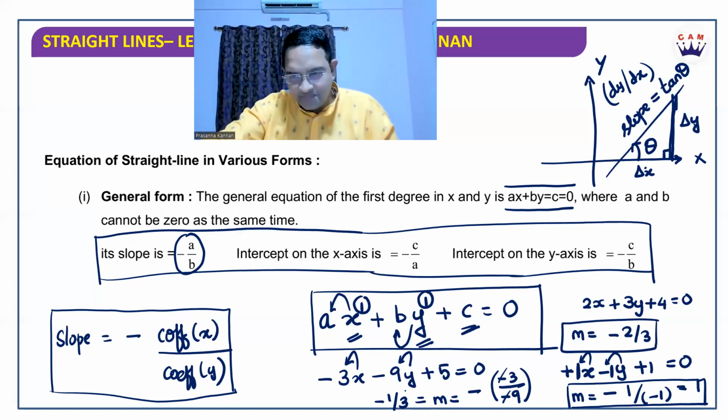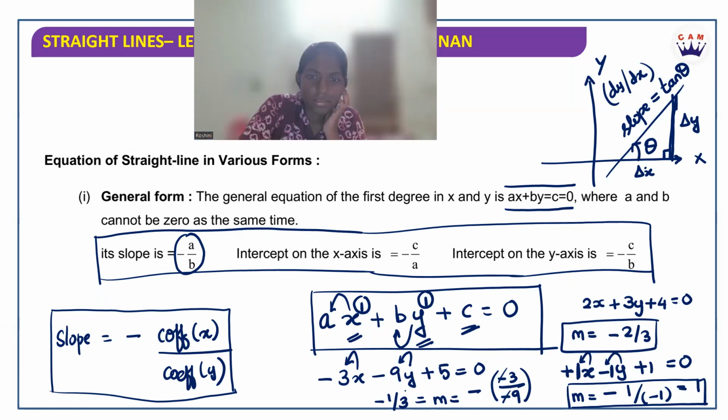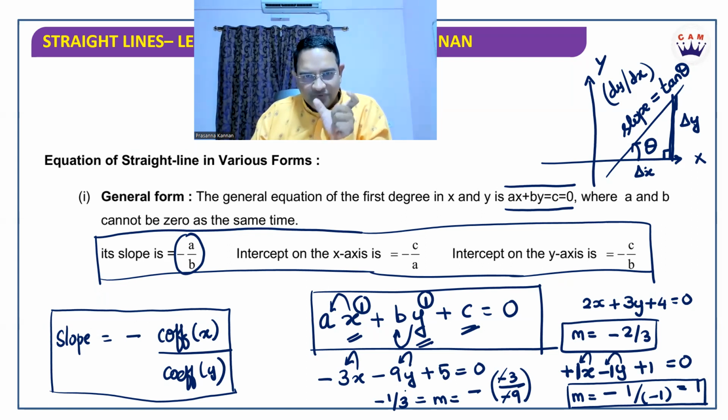Is it clear, guys? Yes, sir. So that's the first thing that you get. The moment I give you the equation, the first thing that you get is slope. Slope you can immediately find out. Okay. One sec.